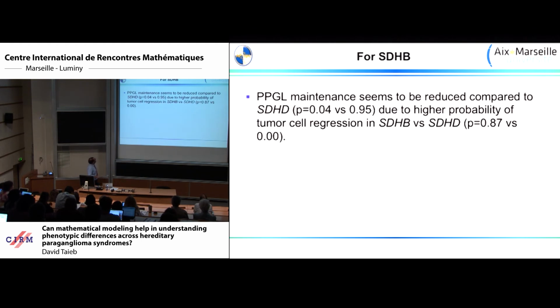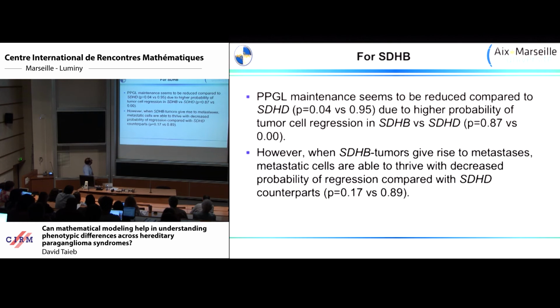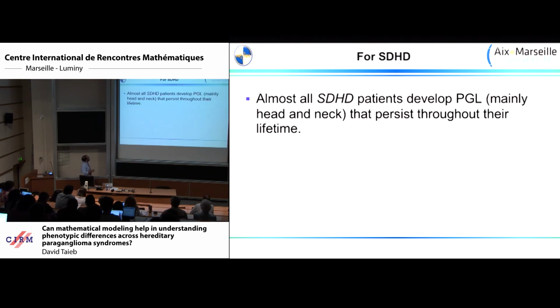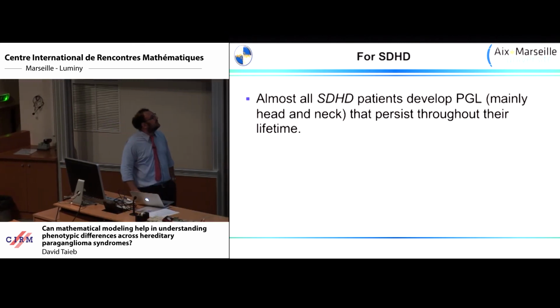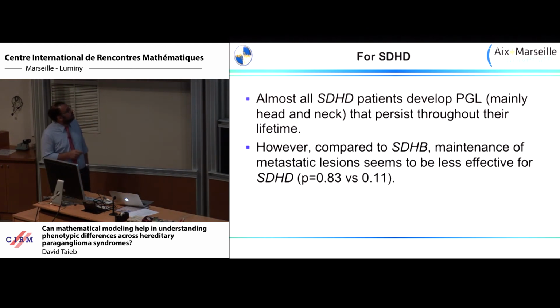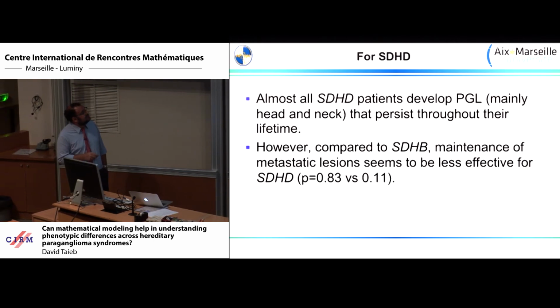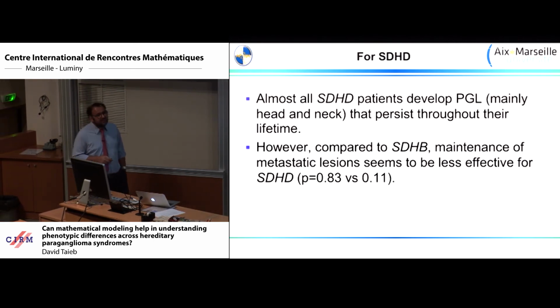So to summarize the findings, FEO and paraganglioma maintenance seems to be reduced in SDHB compared to SDHD, due to the higher probability of tumor cell regression in B versus D. But when SDHB tumors give rise to metastatic cells, they are able to survive with decreased probability of regression compared to D. And SDHD patients will all develop tumors that will be stabilized in this state. However, compared to SDHB, maintenance of metastatic lesions seems to be less effective for D.